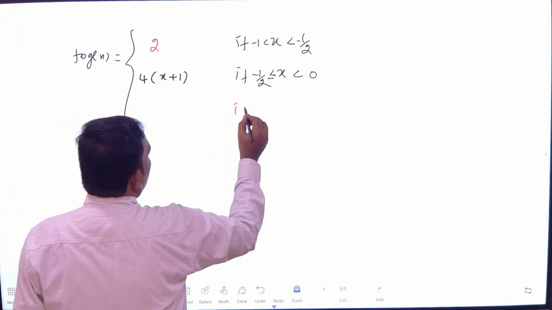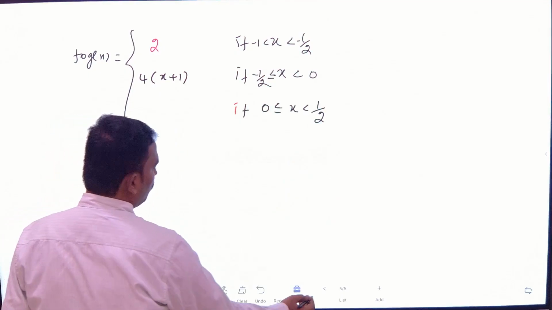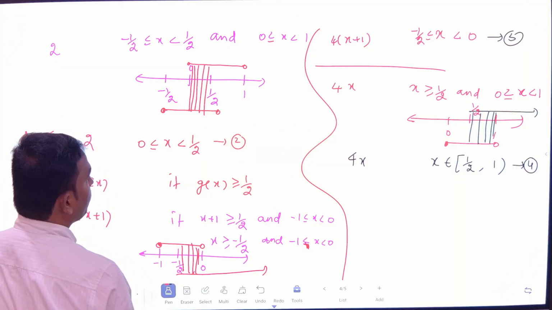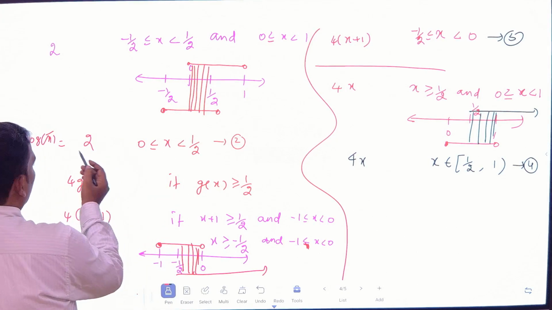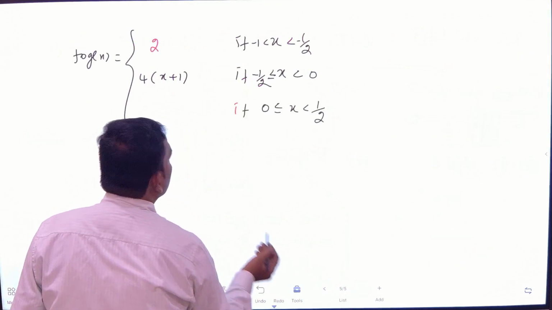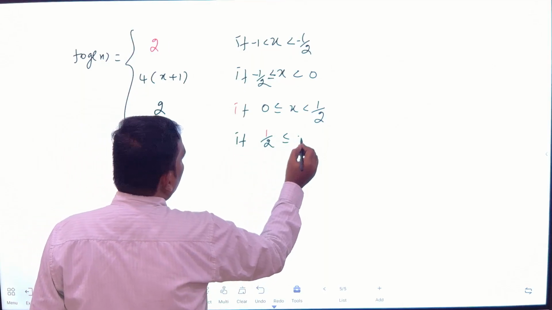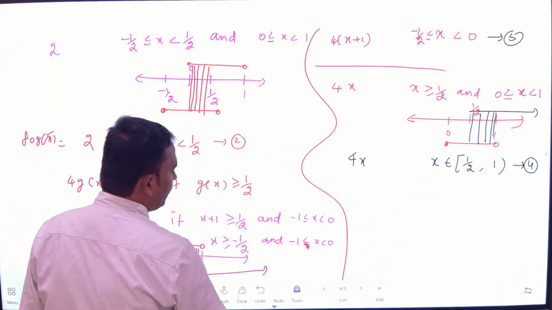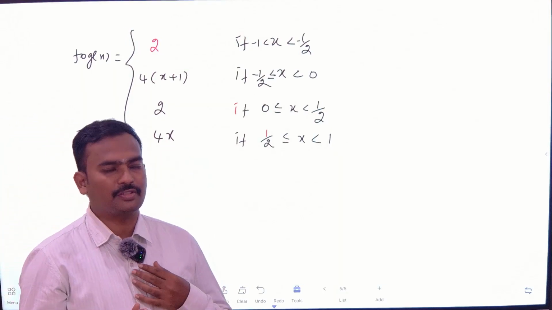Yes, good. Then next is x is 0 to 1 by 2. Which function is there here? 0 to 1 by 2 will be 2 only. Yes, good. Then if you include 1 by 2 to less than 1, the last function is what? 1 by 2 to 1 will be 4x. Good. This is your f composition g of x, students.